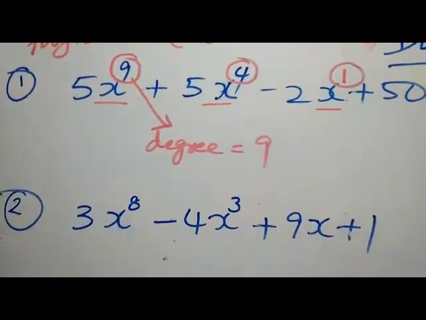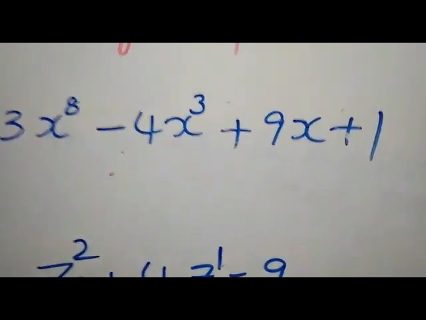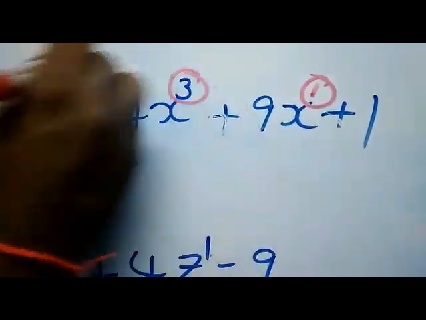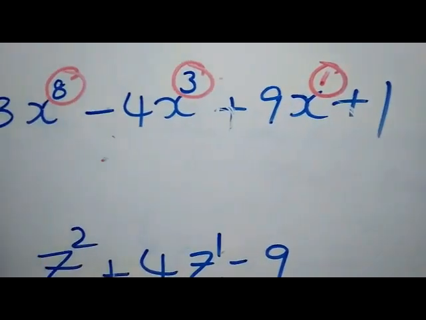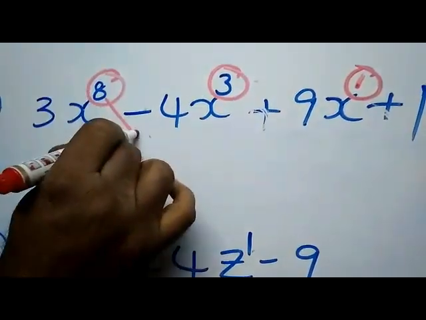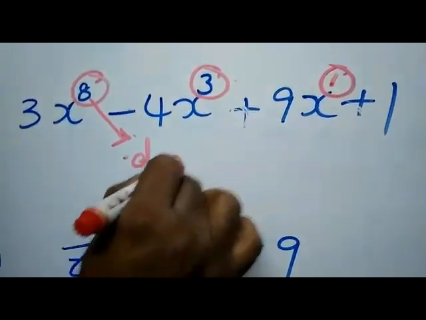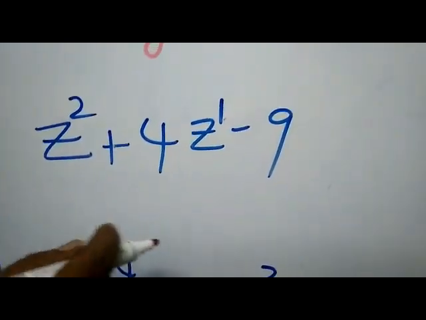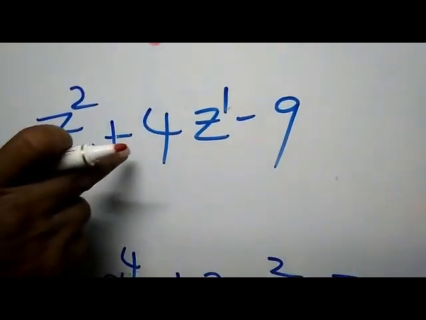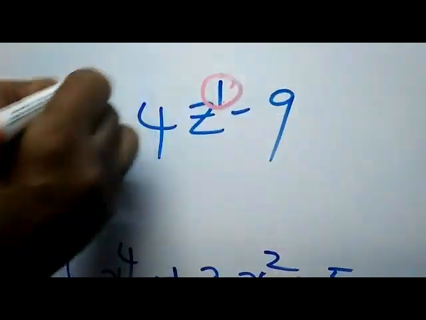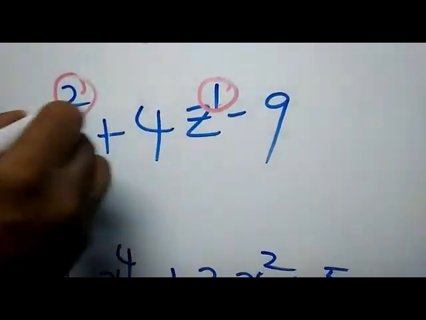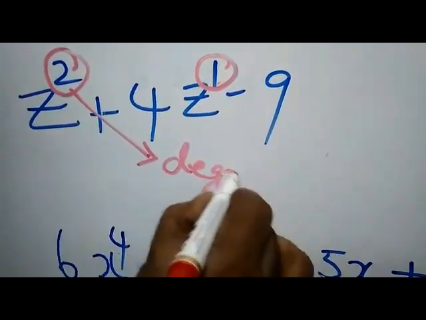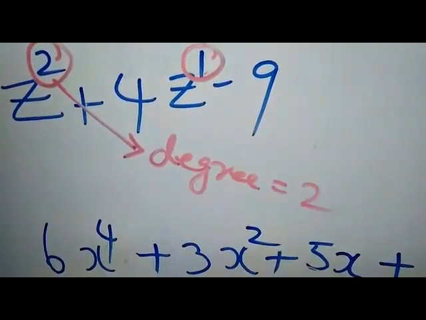First one is over. Coming to the second one. What is the power of this variable? 1. Here 3, here 8. In this polynomial in one variable, what is the highest power? 8. That's why degree is equal to 8. Coming to the next one, z square plus 4z to the power of 1. Here also 1 and 2. In this, which is the big number? 2. Highest power is 2. That's why degree is equal to 2.